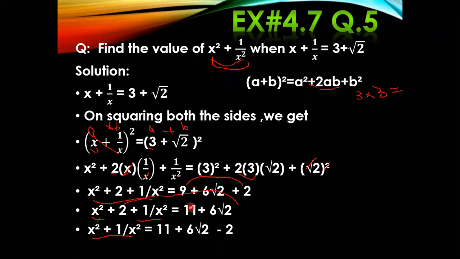Okay, now this 11, then this whole term, that is 6 under root 2, and this plus 2 now becomes minus 2. Okay, now again we are going to follow the same criteria. We are not going to touch this term because this is a whole term. So what we will do, we will subtract this 2 from this 11. So what you will get here, simply you will get x square plus 1 upon x square is equal to 11 minus 2, it will become 9 plus 6 under root 2.